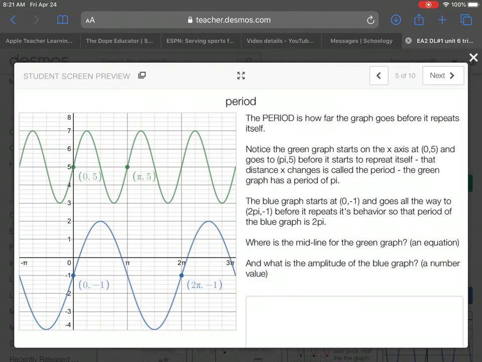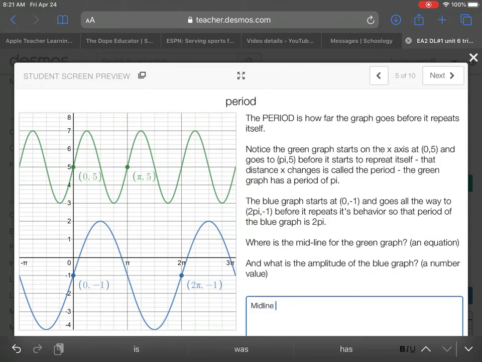Here there are two questions. The midline for the green, I want you to come up with an equation, y equals something. And then the amplitude for the blue is a number. I want you to come up with that number.